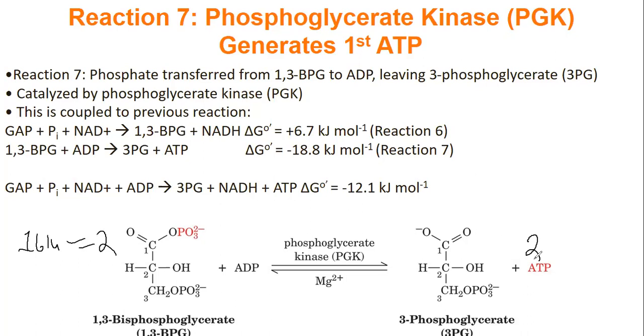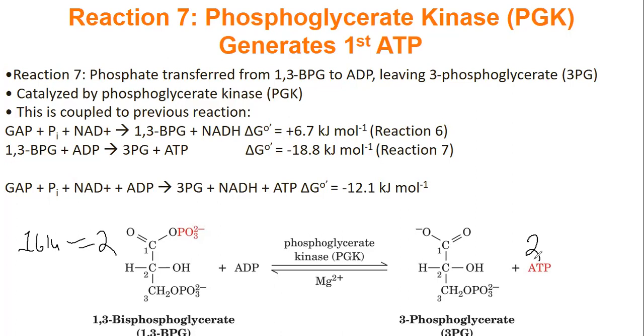So by reaction 7, we've already gotten back all of the money we put into glycolysis. We've already gotten back all the energy we spent to get to this point by reaction 7. Right now, we are in the black because we have that NADH waiting. If we can't use that NADH, at least we're neutral right now.